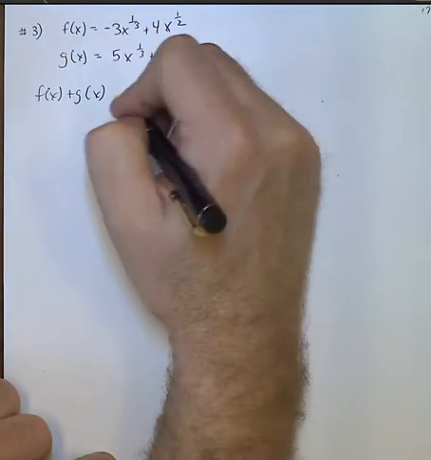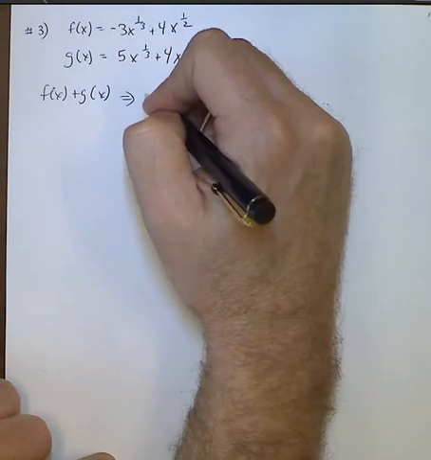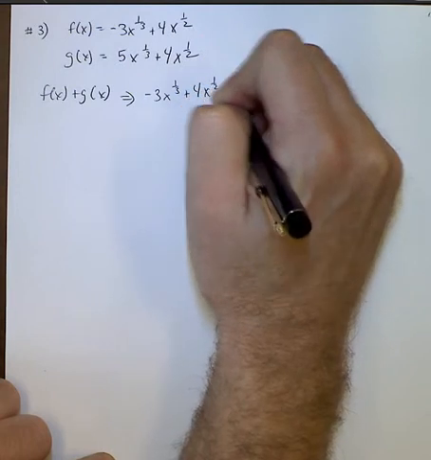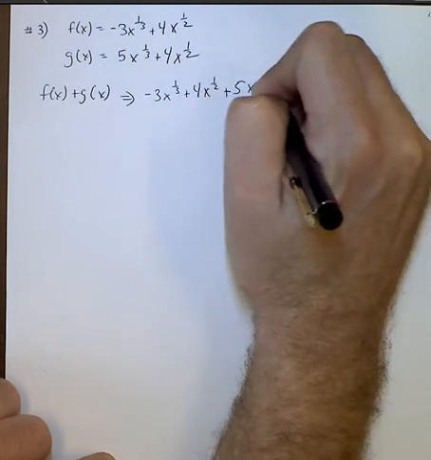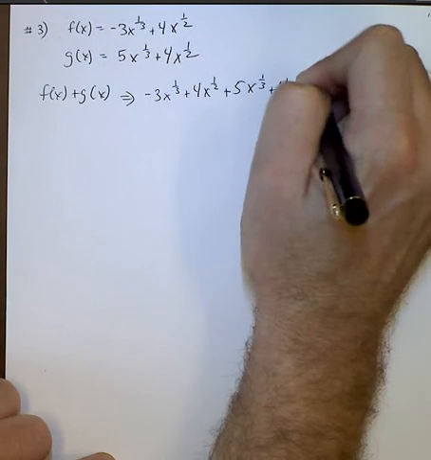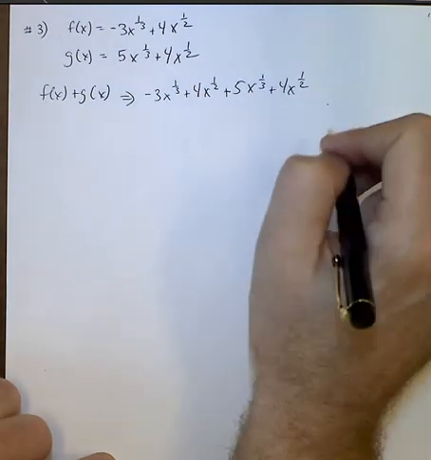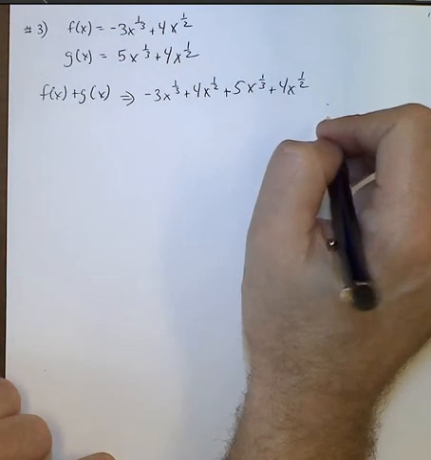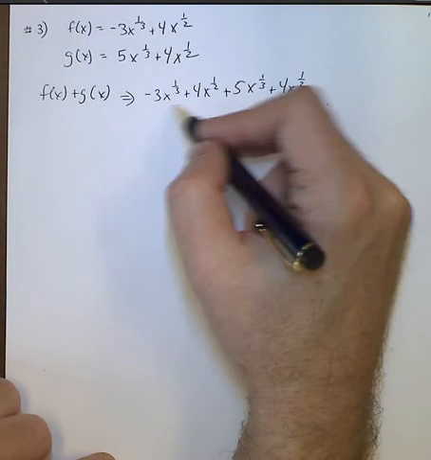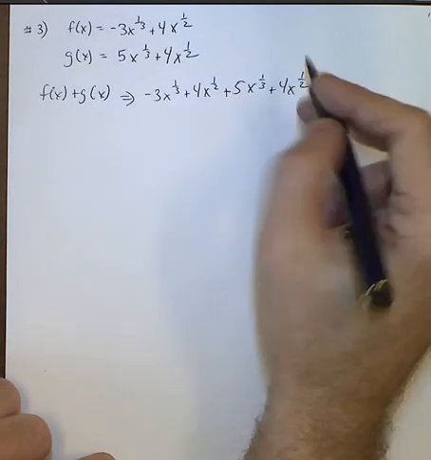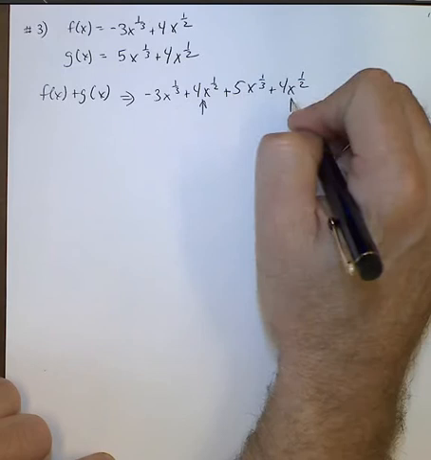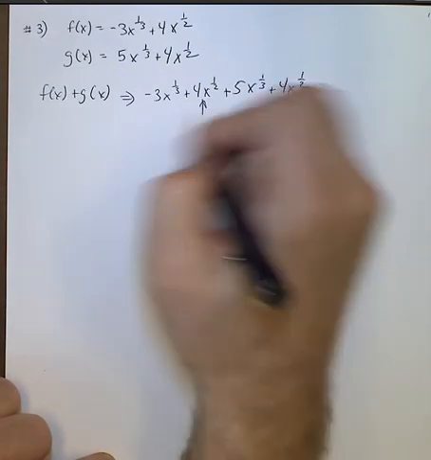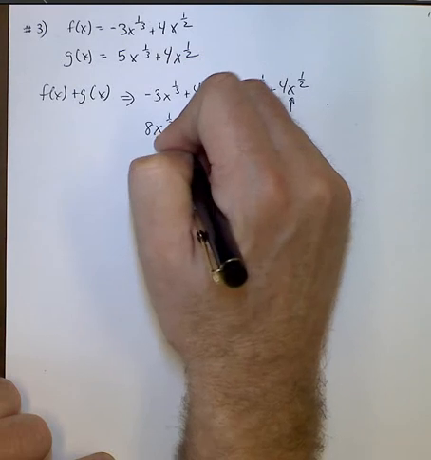So what that becomes is f of x, which is negative 3x to the 1/3 plus 4x to the 1/2, plus g of x, which is 5x to the 1/3 plus 4x to the 1/2. Now what we have to do is decide if we can combine like terms to simplify that answer. If you recall, we cannot combine these x terms unless they have the same exponent. So this one and this one are both x to the 1/2. We can combine those. 4x to the 1/2 plus 4x to the 1/2 becomes 8x to the 1/2. We just add those coefficients.